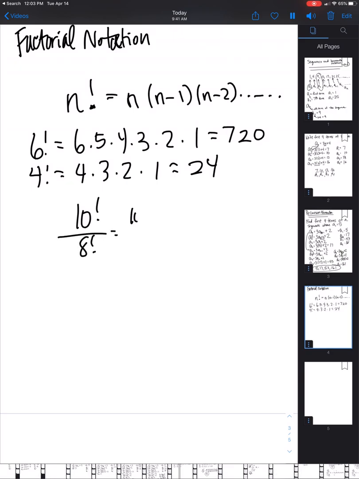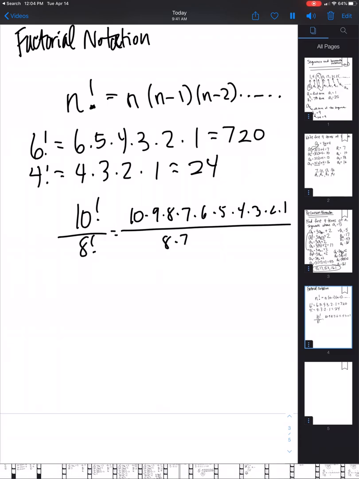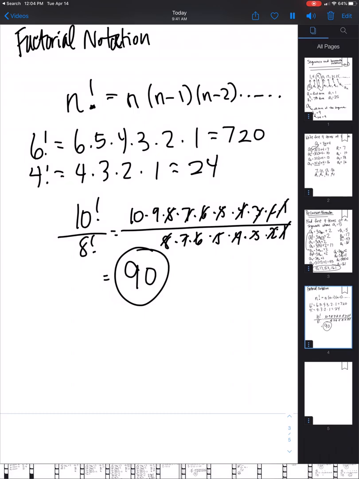So if I were to do 10 factorial divided by 8 factorial, I'll do 10 times 9 times 8 times 7 times 6 times 5 times 4 times 3 times 2 times 1, and then I'll do 8 times 7 times 6 times 5 times 4 times 3 times 2 times 1. And look, those cancel out. I'm just left with 10 times 9, which would be 90. And that would be your answer.